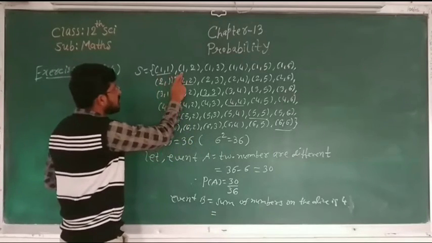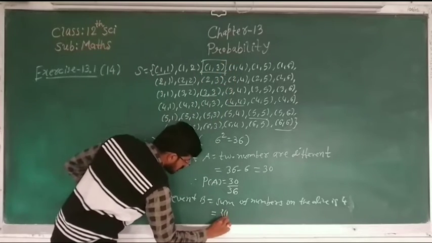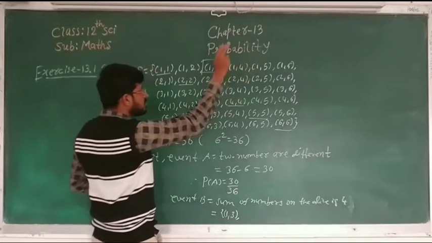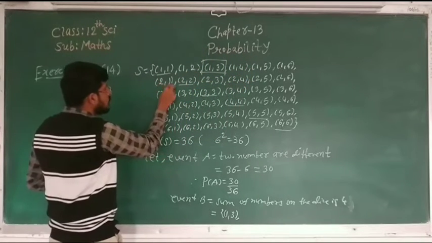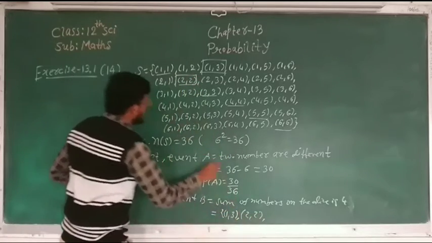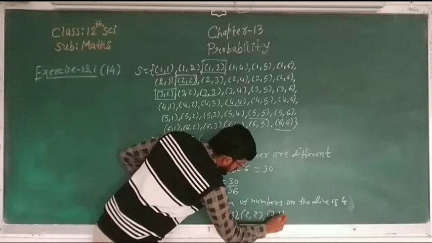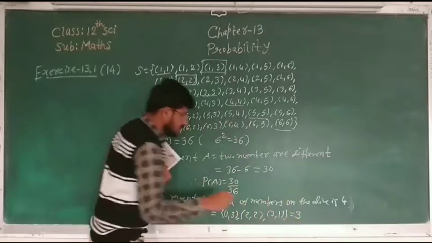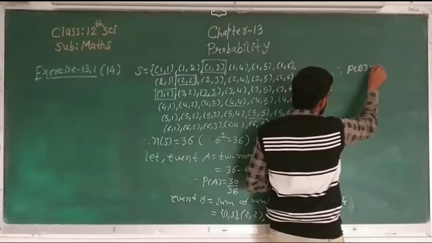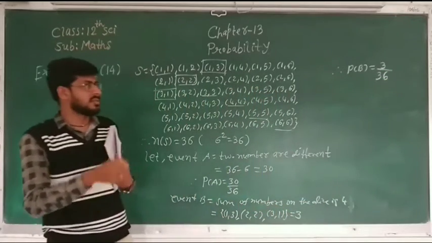See, 1 plus 1 is 2, 1 plus 2 is 3, 1 plus 3 is 4, so 1 3. Then 1 plus 4 is 5, 1 5 is 6, 1 6 is 7. Then 2 1 is 3, 2 2 is 4, so next 2 2, and then 3 1. So the total number of outcomes will be 3. Therefore P of B is equal to 3 by 36. Again don't simplify it, write it as 3 by 36.